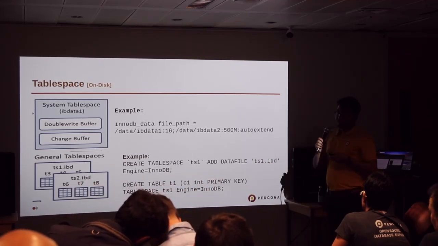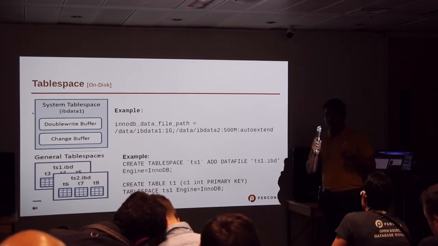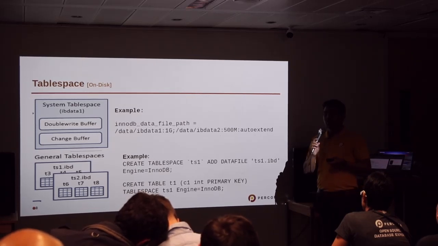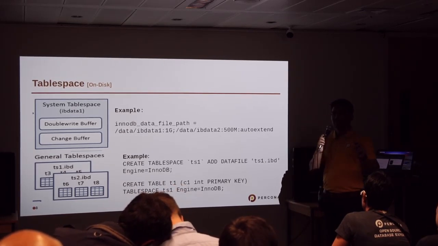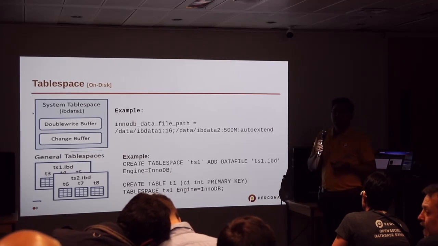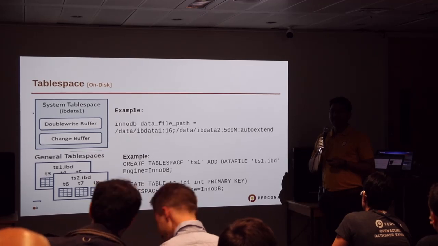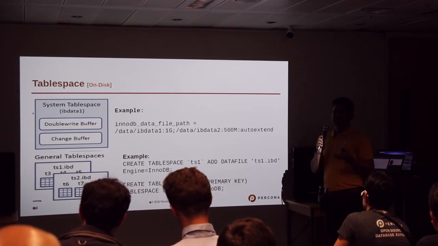General tablespace. For now, by default we have the innodb_file_per_table option enabled, which will have one tablespace for each table. Let's say you have 70,000 tables, and you have 5 customers like that, and they each have 50, 60 like that.